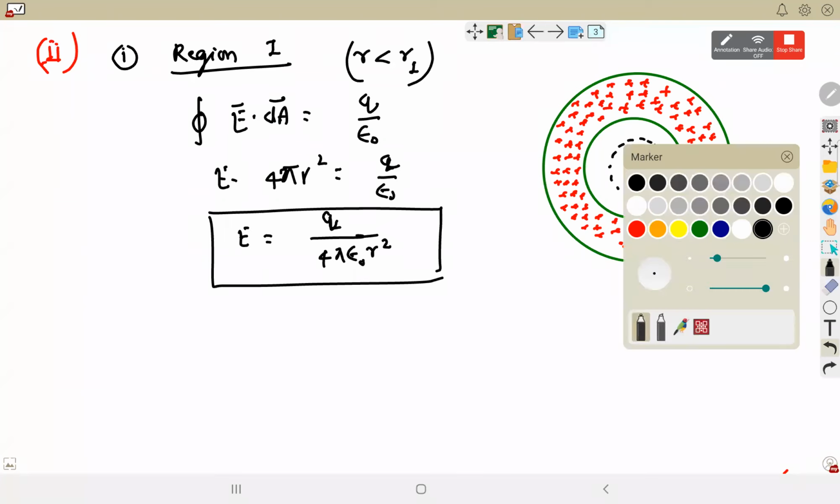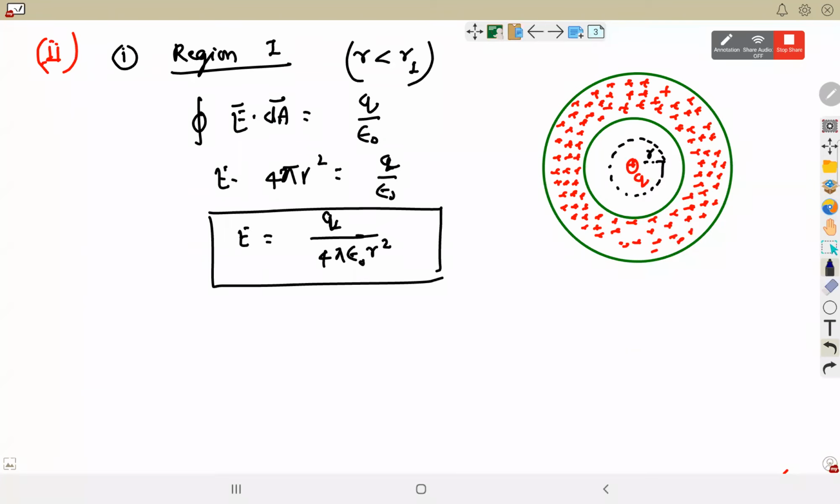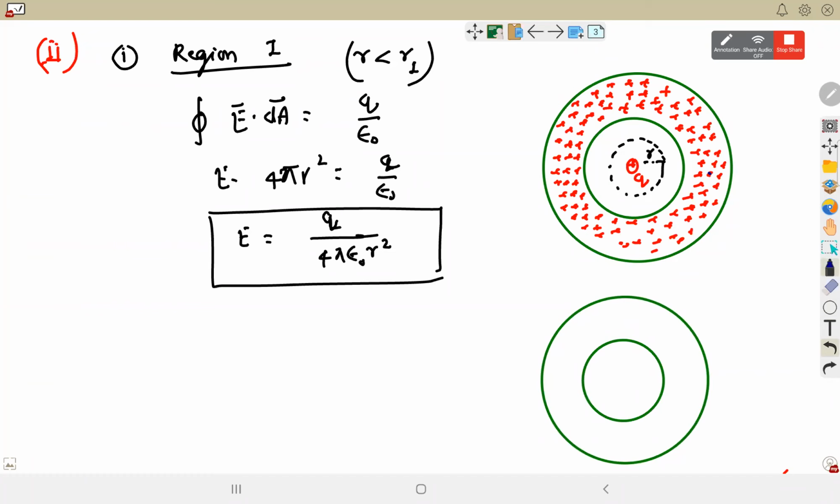Region 2. If we consider region number 2, in region 2 now again there will be two charges. One is at the center, that has to be also included, plus the one which is inside this Gaussian surface.